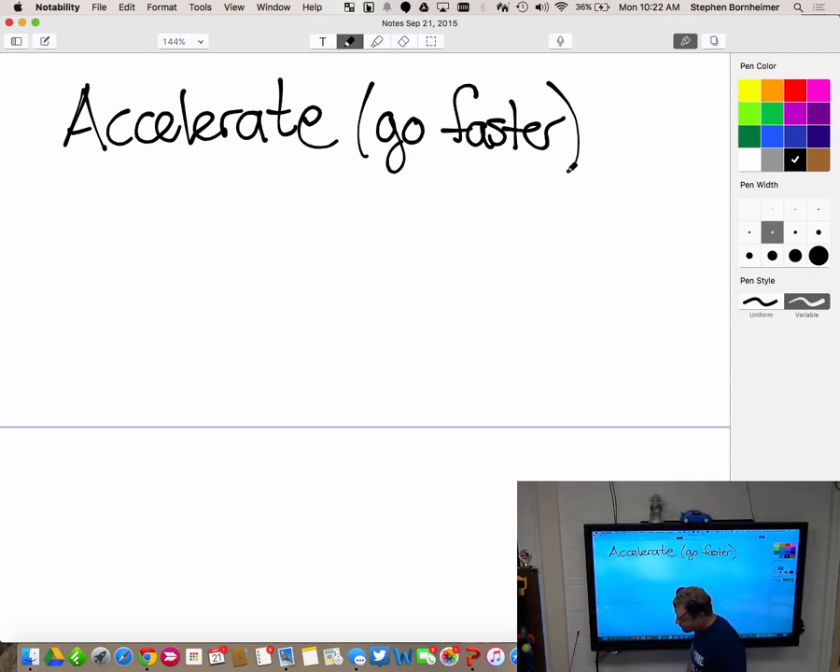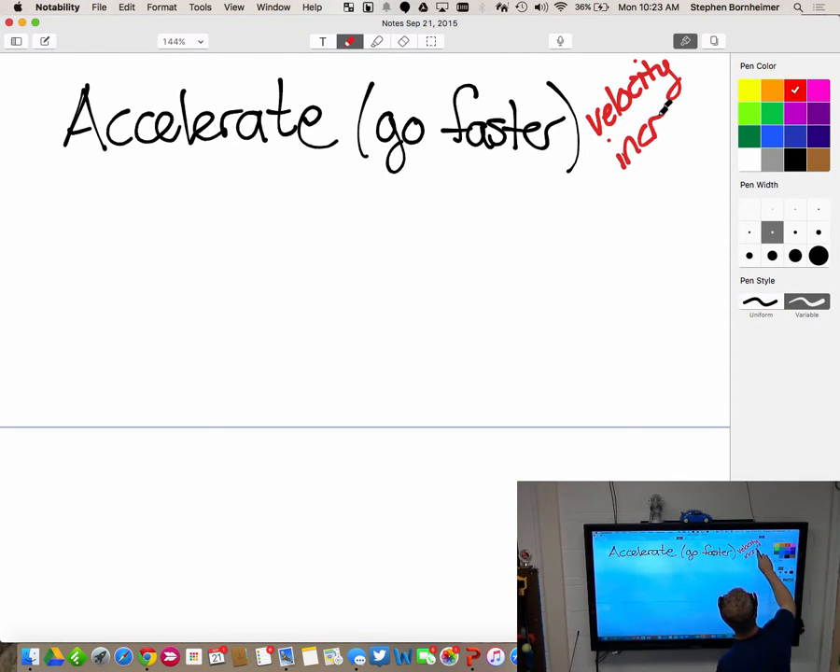Speed up, because we don't use go faster. So we're trying to get away from this idea of using the word speed. We want to use velocity. So I might say off to the side, velocity increase. Okay, so accelerate, go faster, velocity increase.